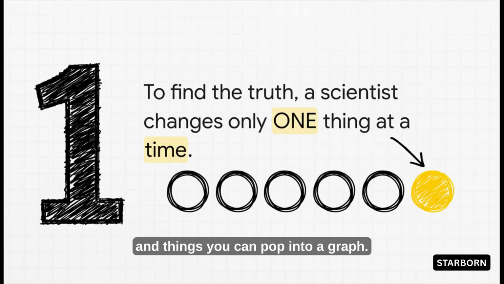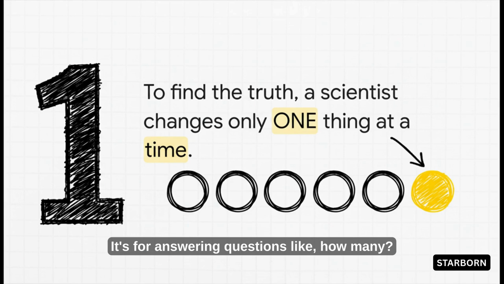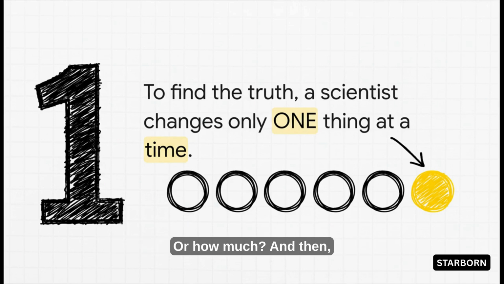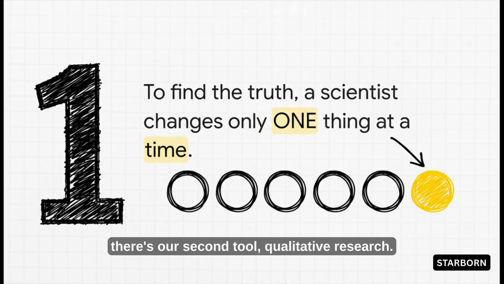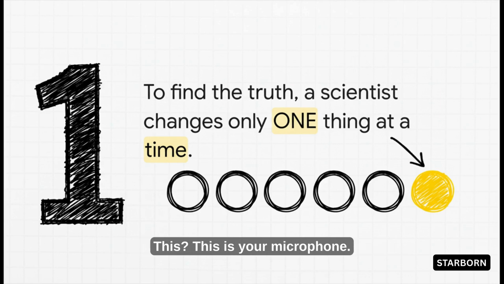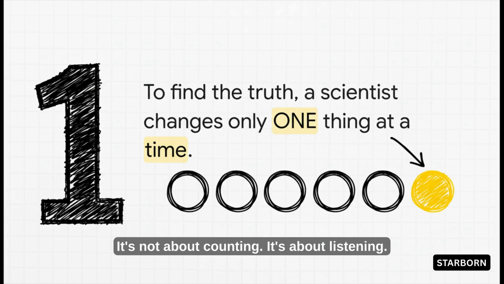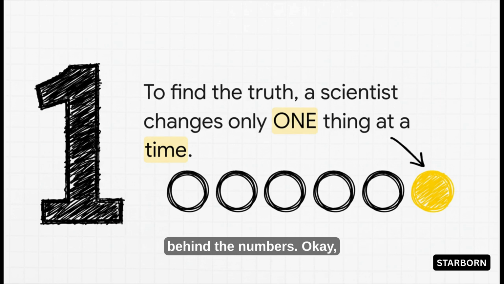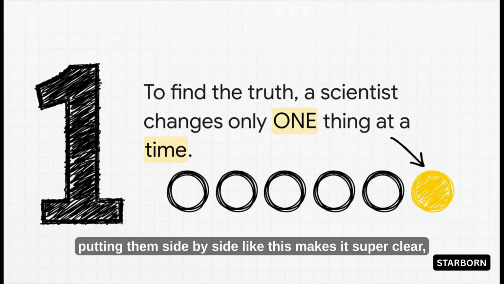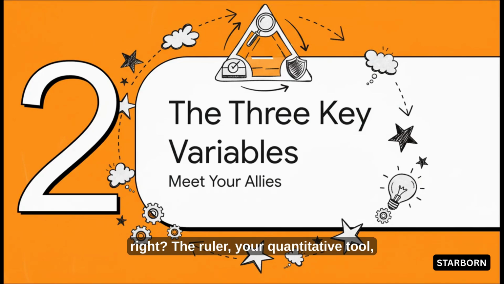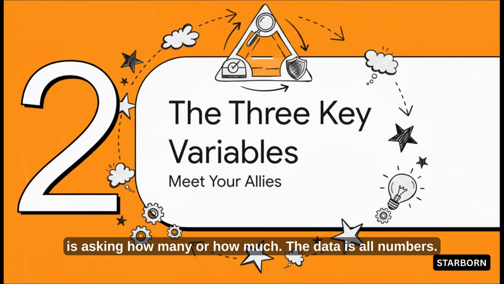And that, my friends, brings us to the number one golden, most fundamental rule in all of science. It's the bedrock of every good experiment. To find the real truth, you can only change one thing at a time. And in the world of science, we have a special name for these things we can change. We call them variables. So, let's meet our allies on this quest for truth.